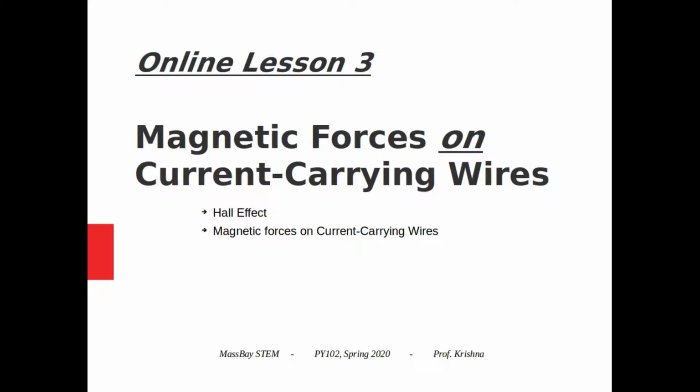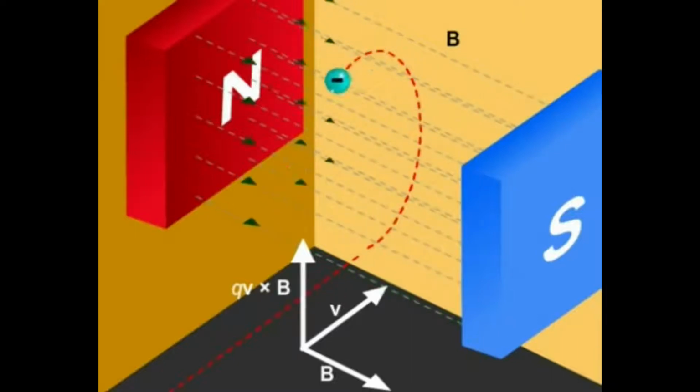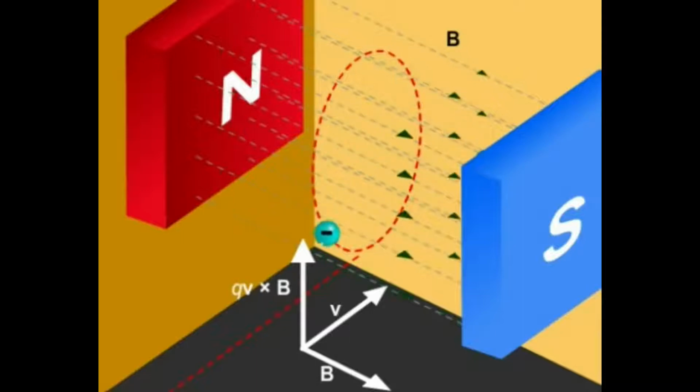So far, we've seen the effect of a magnetic field on individual moving charges. We've seen that magnetic forces always point at right angles to both the magnetic field and the velocity of the charged objects. Magnetic fields cause individual charges to move in uniform circular motion.